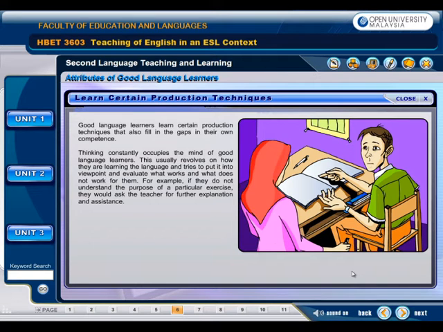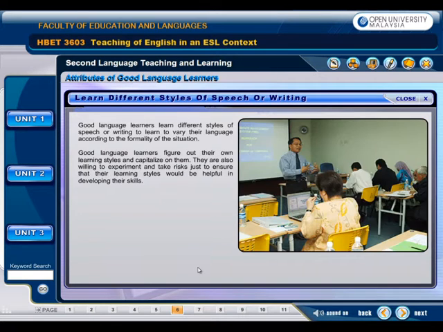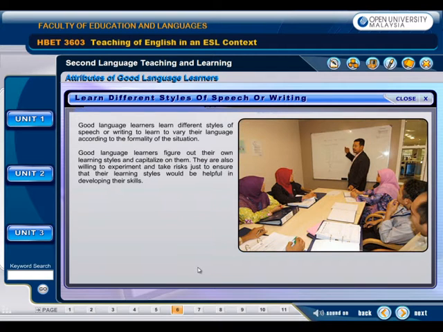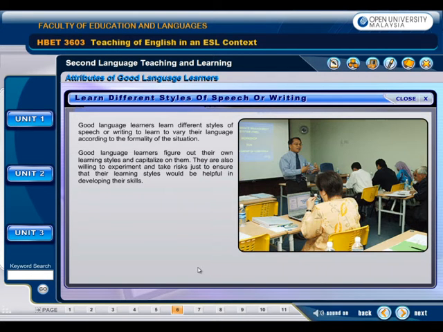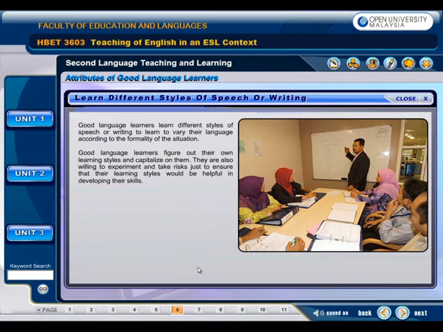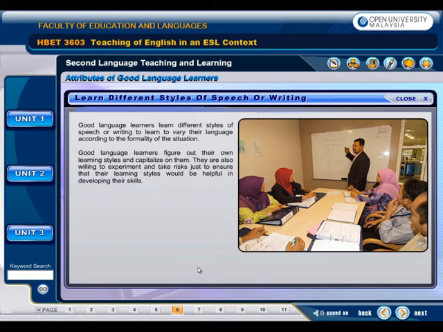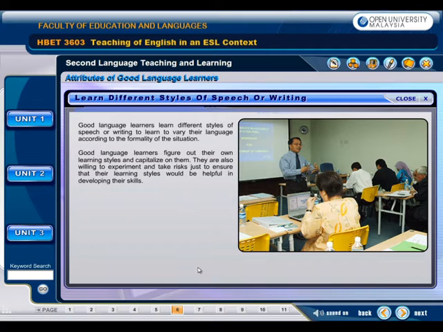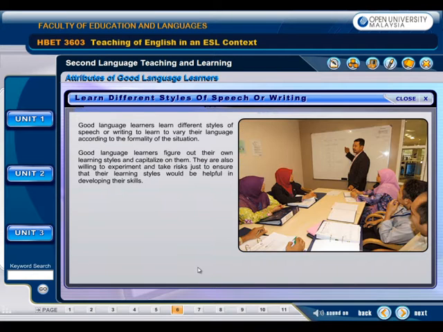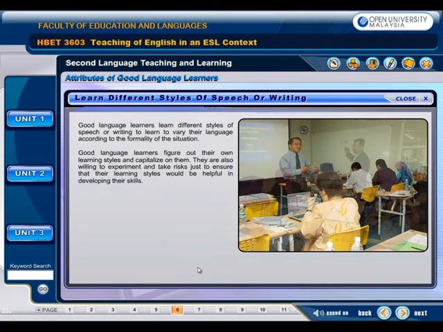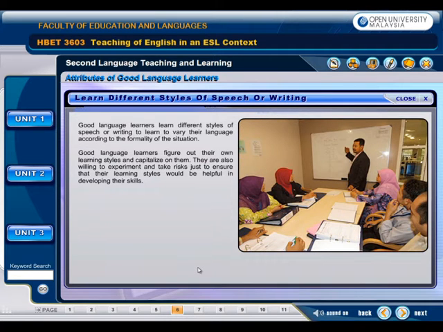For example, if they do not understand the purpose of a particular exercise, they would ask the teacher for further explanation and assistance. Good language learners learn different styles of speech or writing to learn to vary their language according to the formality of the situation. Good language learners figure out their own learning styles and capitalize on them. They are also willing to experiment and take risks just to ensure that their learning styles would be helpful in developing their skills.